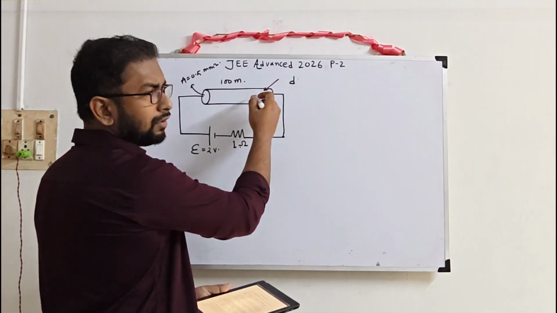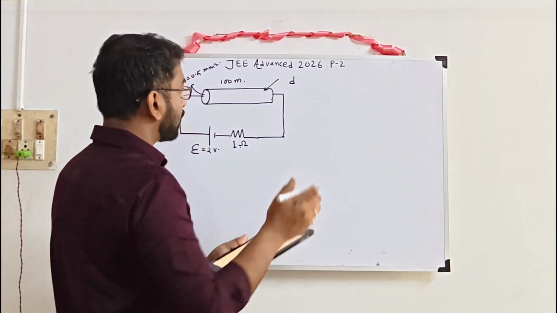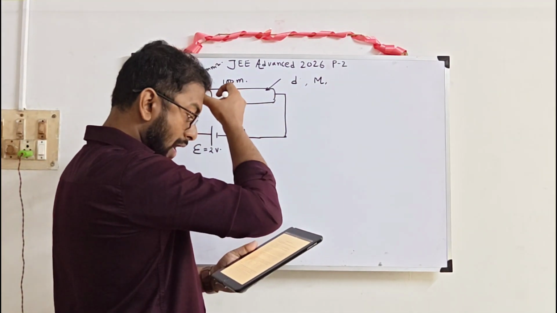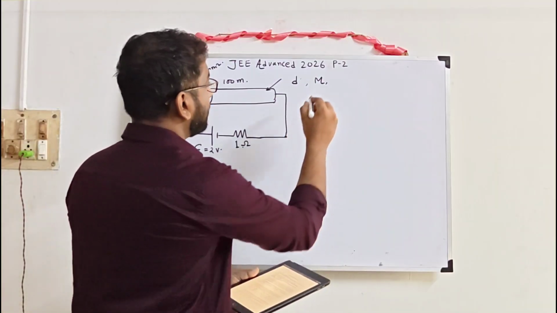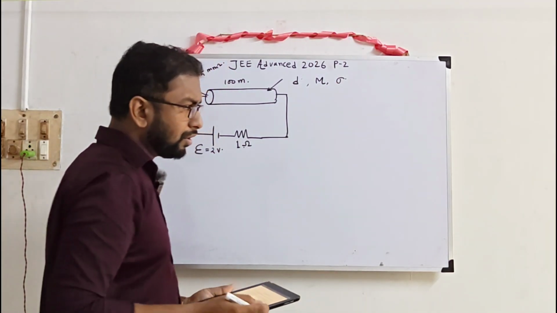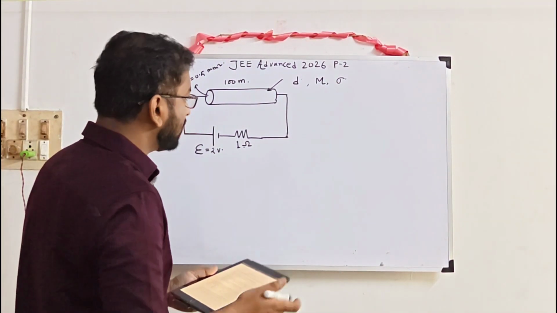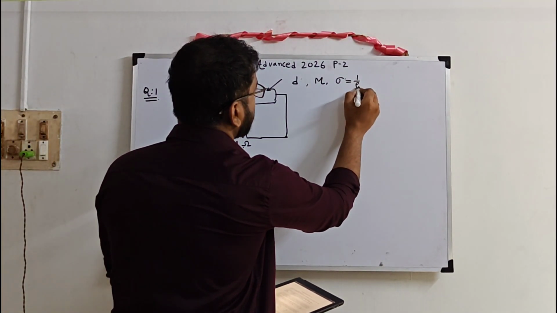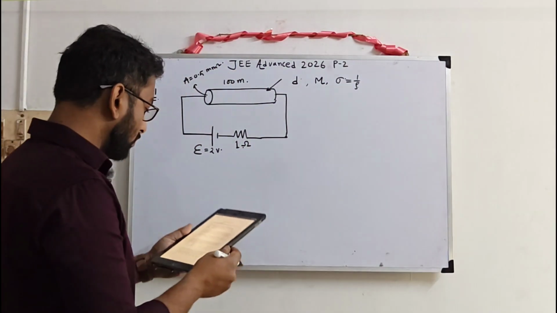Density of the material of the wire is given and atomic mass is given, let's assume m is the atomic mass. Electrical conductivity is given, that is sigma. Rho, the resistivity, is not given, but we know that conductivity is 1 by resistivity, so that is 1 by rho.